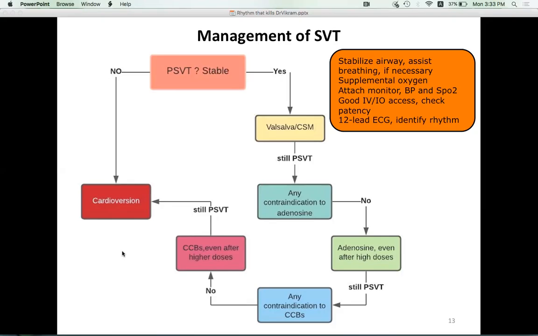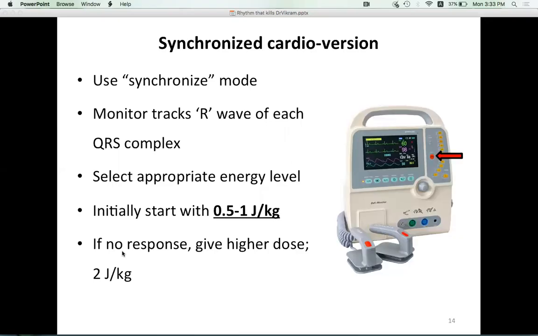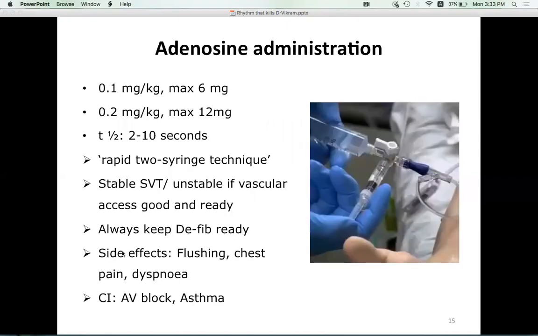And when we say cardioversion, we usually say synchronized cardioversion. So what do we mean by synchronized cardioversion? Synchronized means that the defibrillator will synchronize the electrical impulse with the R wave of each QRS complex. So we use appropriate energy levels in the defibrillator, and we usually start with a low dose of 0.5 to 1 joule per kilogram. However, if there is no response, we can go to a higher dose of up to 2 joules per kilogram.